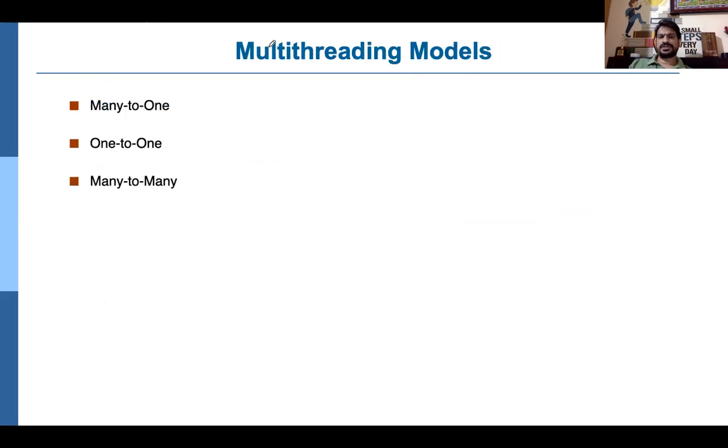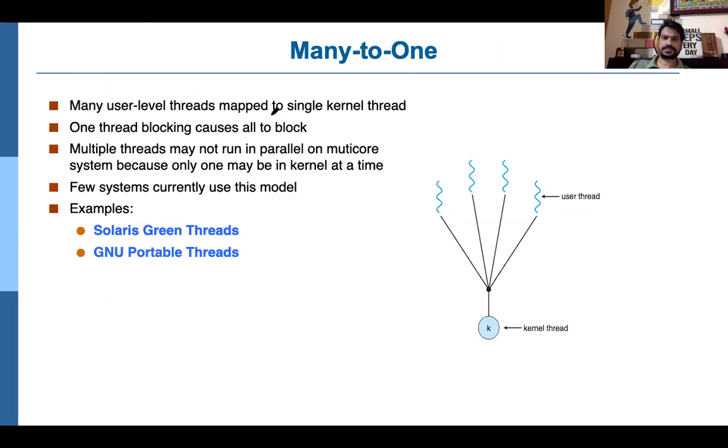There are relations between all these threads. Those are many-to-one relation, one-to-one relation, and many-to-many relation. Let's see all those relations one by one. Now let's talk about many-to-one relation.